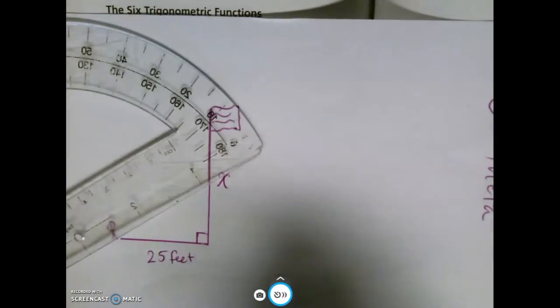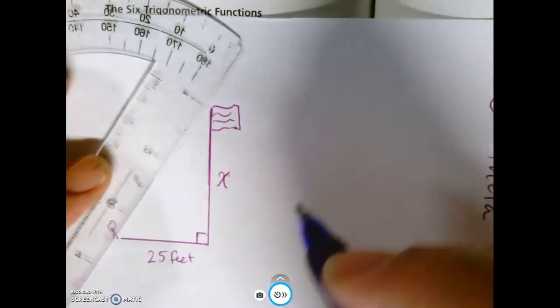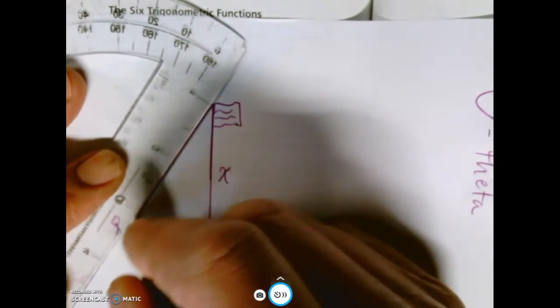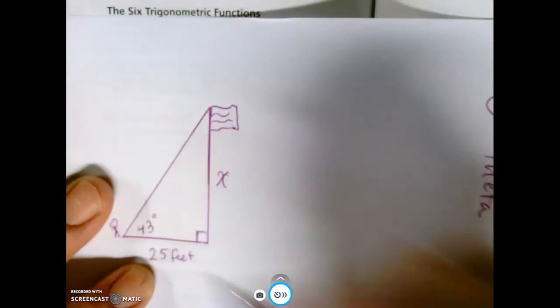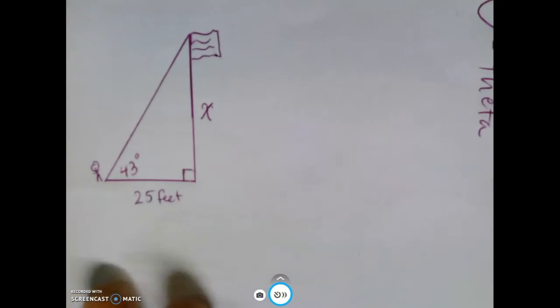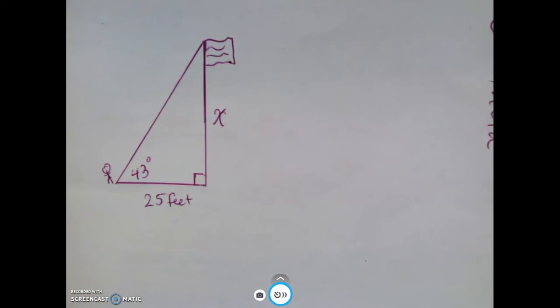So you could, if you're bored standing next to a flagpole waiting for your ride, look up towards it and see, oh wow, it has a 43 degree angle. All right. I wonder how tall it is. That's what trigonometry does for us. It tells us a way to find the height of that thing. Let's do that right now.